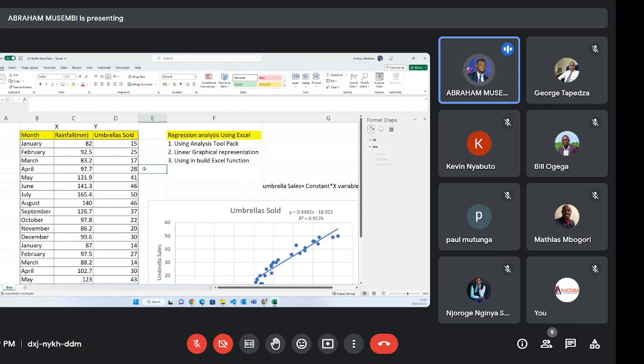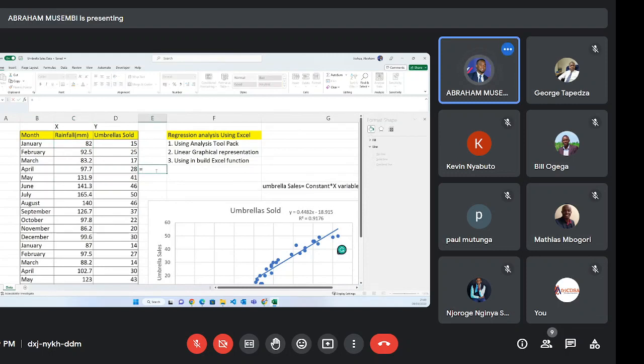So you can see this is our model. We want to predict y, which is umbrella sales, using x as our 82. Here we don't have both x and y, but we can get y if we know x, and x is the amount of rainfall. Okay, let's try and see.